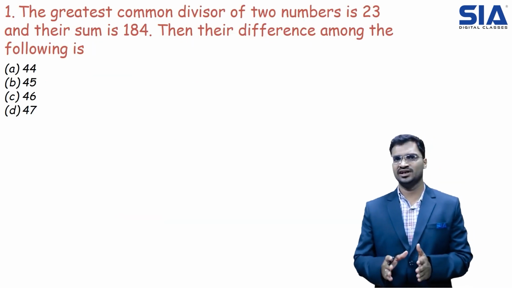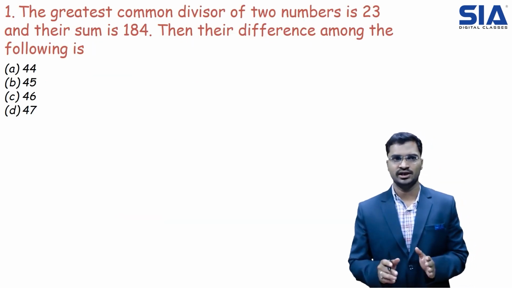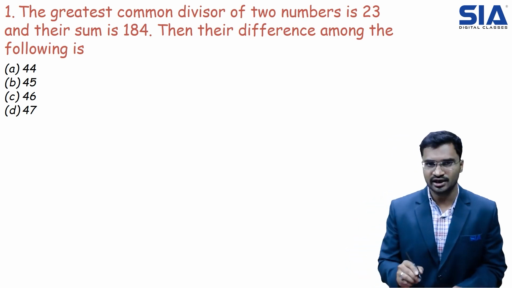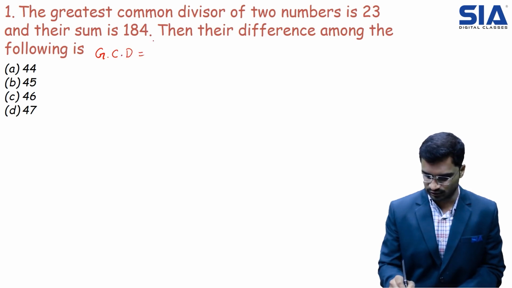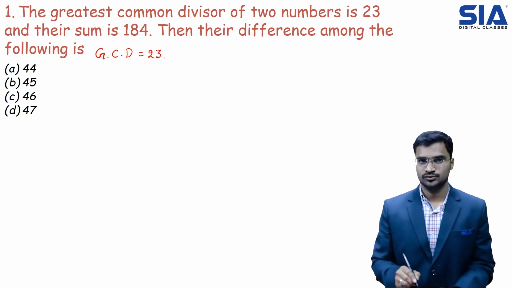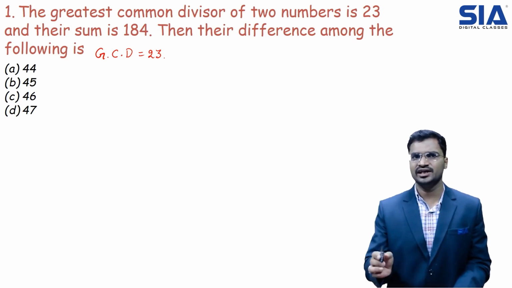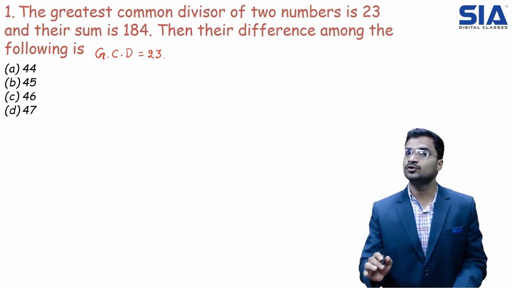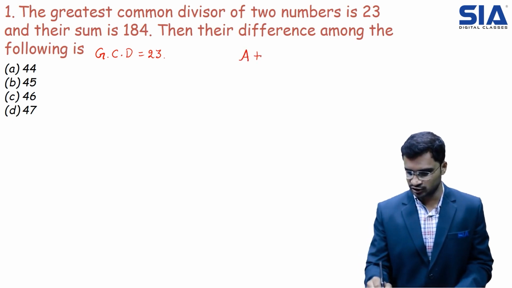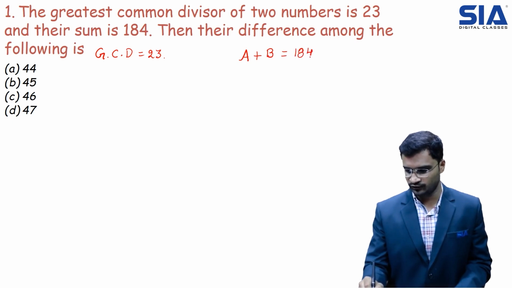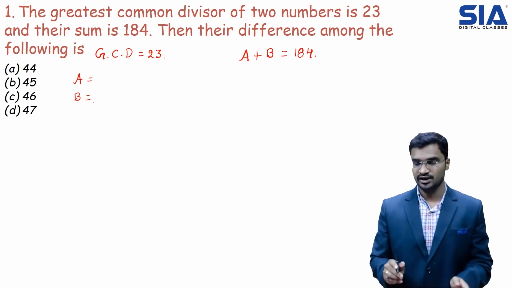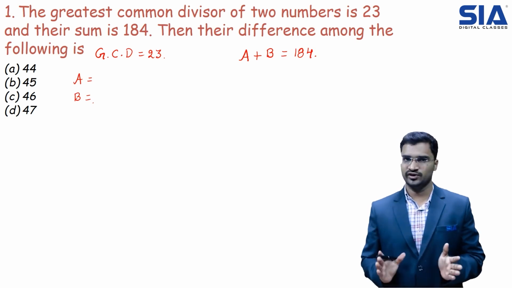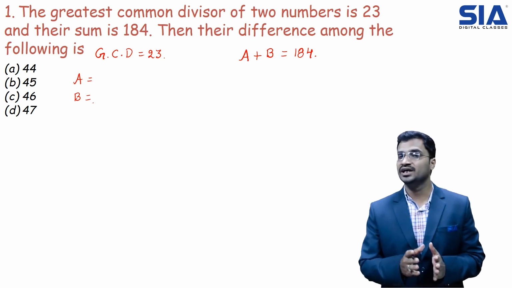The greatest common divisor of two numbers is 23 and their sum is 184. So here the value of GCD is given: GCD is equal to 23. The sum of the two numbers, let us assume the two numbers are capital A and capital B, so A plus B is 184. From this, A and B are multiples of 23, as the greatest common divisor is 23.